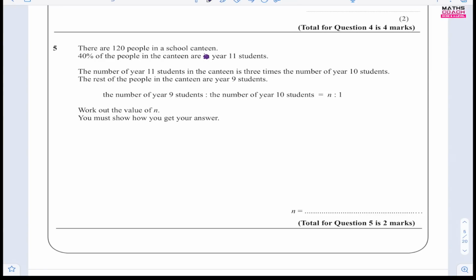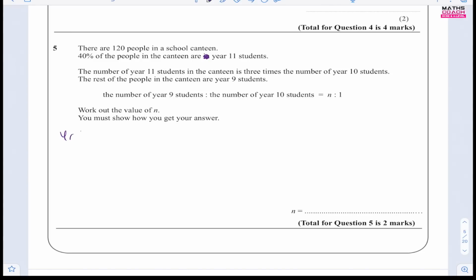Question 5. There are 120 people in a school canteen. 40% of the people in the canteen are Year 11 students. The number of Year 11 students in the canteen is 3 times the number of Year 10 students. The rest of the people in the canteen are Year 9 students. The ratio of the number of Year 9 students to the number of Year 10 students is n to 1. Work out the value of n. You must show how you got your answer.